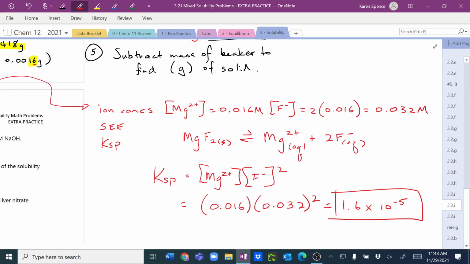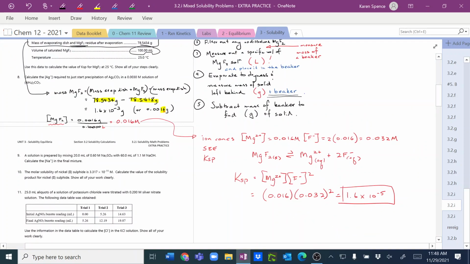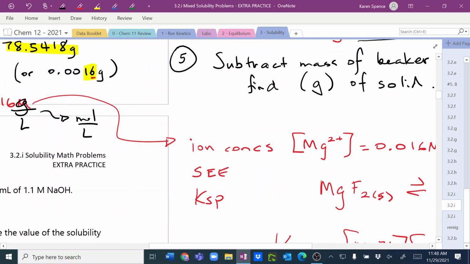Did we not convert to moles? I thought we did that. Oh, shoot. Hold on. No, we didn't. Oh my God. Look at that. Miss Spence losing marks all over the place. This is grams per liter. We would have to convert that to moles per liter first, and then do the ion concentrations. But we're out of time for today, so you can just pretend that we did that step. Okay? Woo!